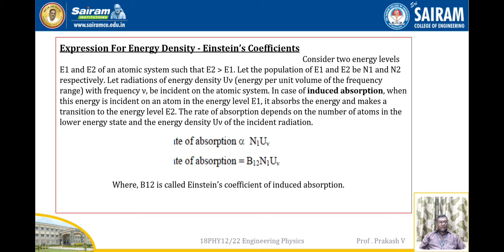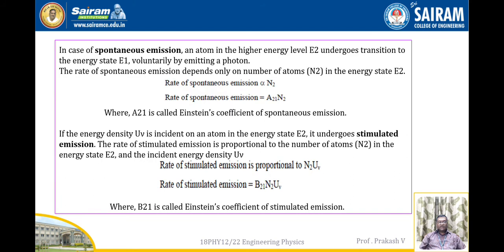In case of spontaneous emission, an atom in the higher energy state, that is E2, undergoes transition to energy state E1 voluntarily by emitting a photon. The rate of spontaneous emission entirely depends upon the number of atoms in the excited state, that is N2, in the energy state E2. The rate of spontaneous emission is proportional to N2, or the rate of spontaneous emission is equal to A21 N2. Here A21 is called the Einstein coefficient of spontaneous emission.